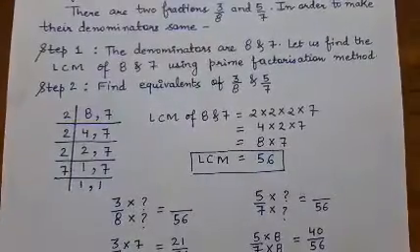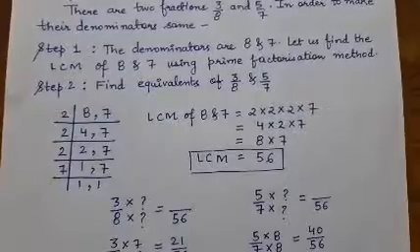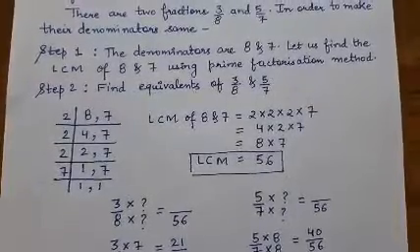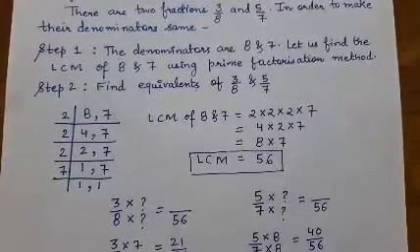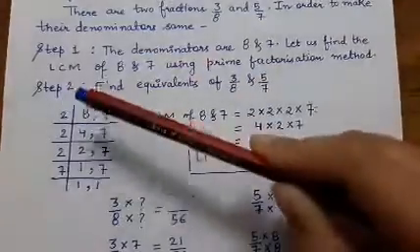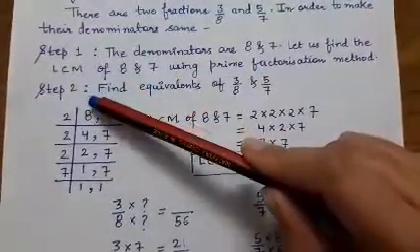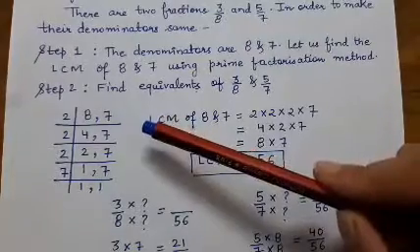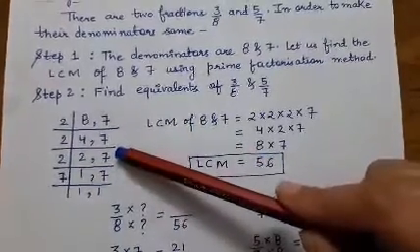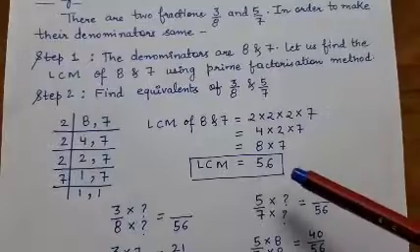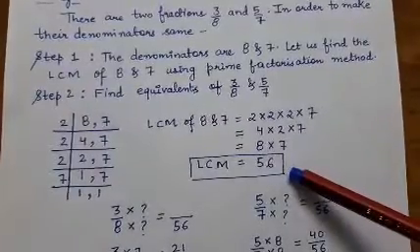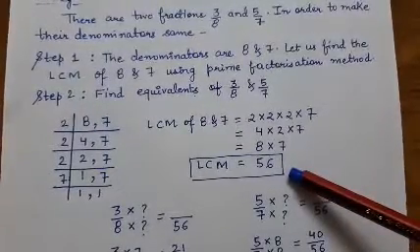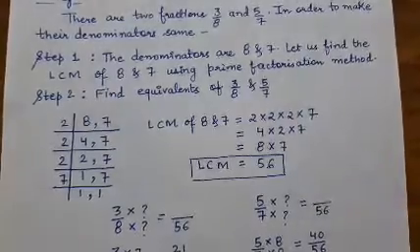So I am taking one example of two fractions, 3 by 8 and 5 by 7. In order to make the denominator the same, we are going to follow two steps, step 1 and step 2. The denominators are 8 and 7. Let us find the LCM of 8 and 7 using the prime factorization method. So by using the prime factorization method, we get the LCM as 56. You have practiced this method in your previous classes.